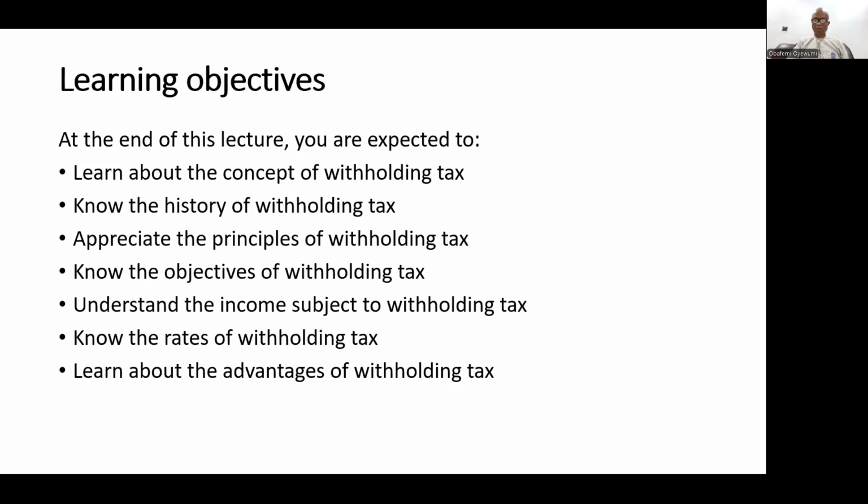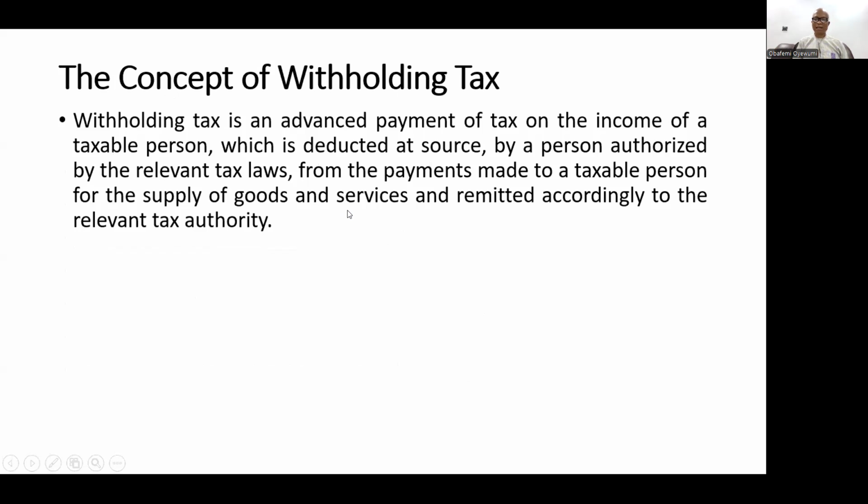So let's just continue. Let's look at the concept of withholding tax. When we talk about withholding tax, what are we really looking at? What are we referring to? Okay, the concept that you need to understand here. We say withholding tax is an advance payment of tax on the income of a taxable person, which is deducted as such by a person authorized by the relevant laws from the payments made to a taxable person for the supply of goods and services and remitted accordingly to relevant tax authorities.